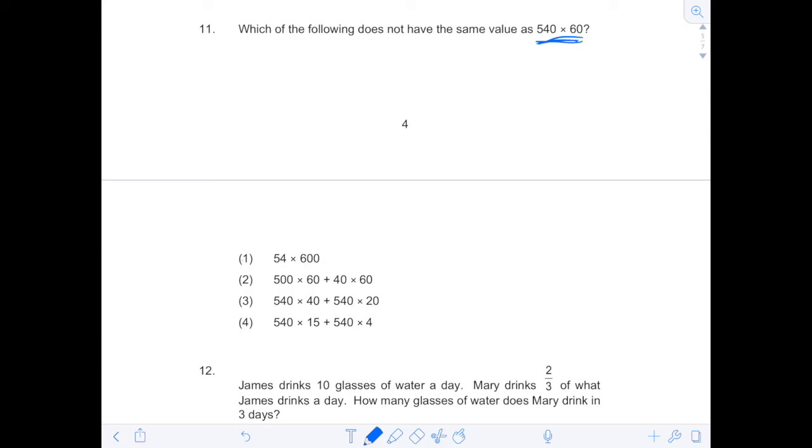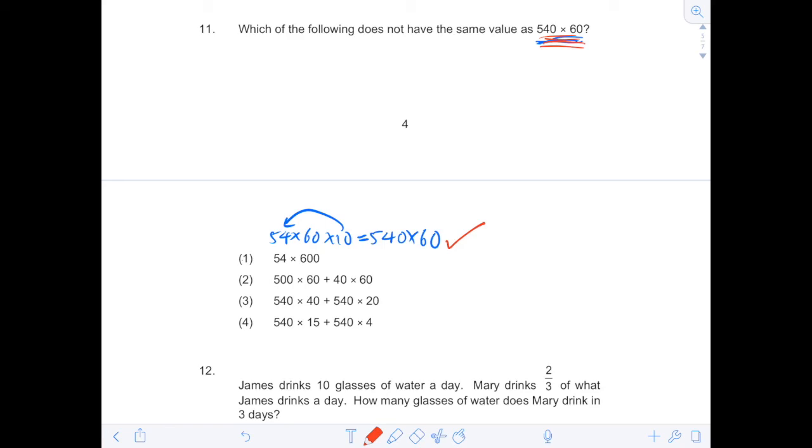Okay, so for this number 1, we're going to be looking at it from a different angle. If we change this into 54 times 60 times 10, alright, and this times 10, you go into the 54, you get 540 times 60, and this is equal to what we want. Right, the second one, we are looking at 500 times 60 plus 40 times 60.